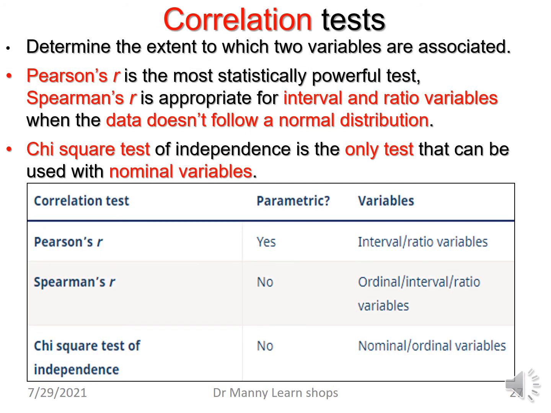Correlation tests determine the extent to which two variables are associated. Pearson's r is the most statistically powerful test. Spearman's r is appropriate for interval and ratio variables when the data doesn't follow a normal distribution. Chi-square test of independence is the only test that can be used with nominal variables.